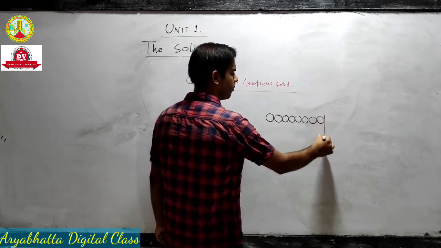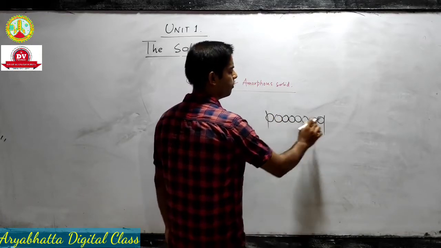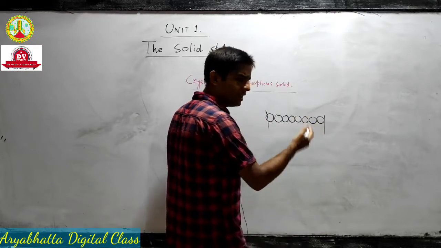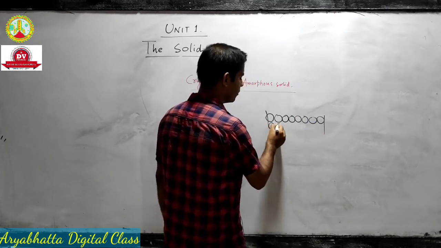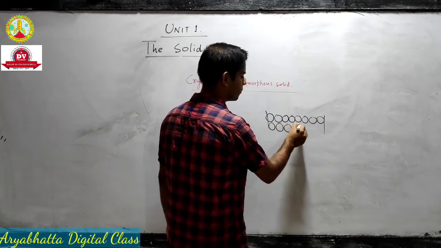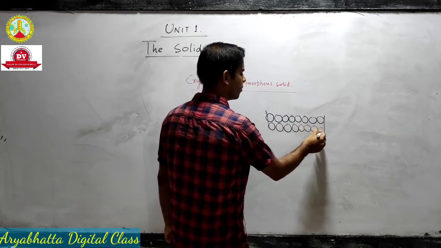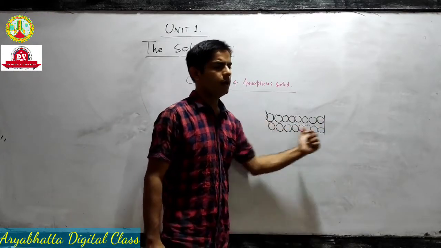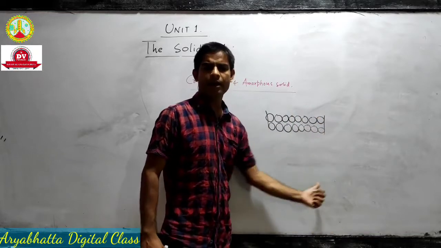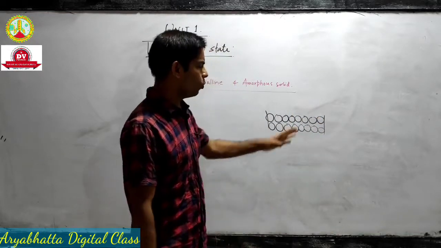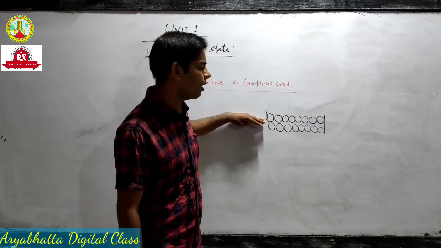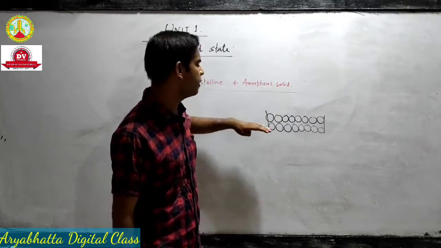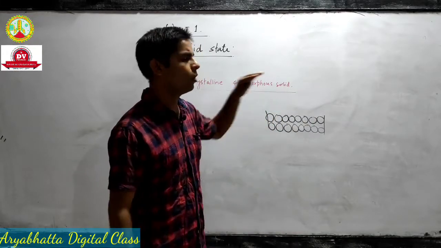Suppose I have a box, and I place 8 balls in a row, and then again 8 balls, and so on. So 8 balls in a row, and in this way I am arranging the cricket balls. What is happening here? We have a repeating pattern, a similar repeating pattern, layer after layer of balls.